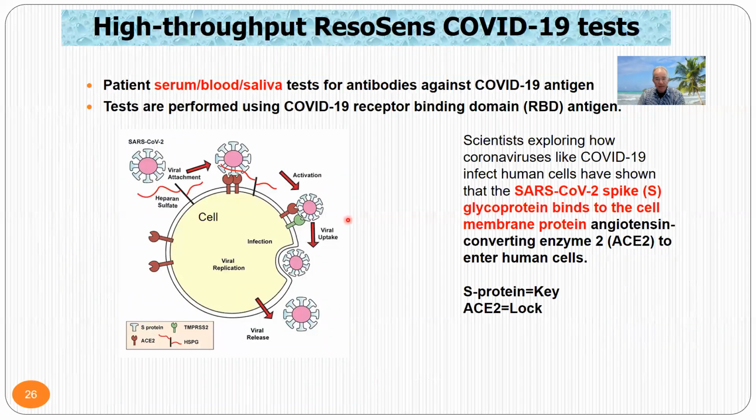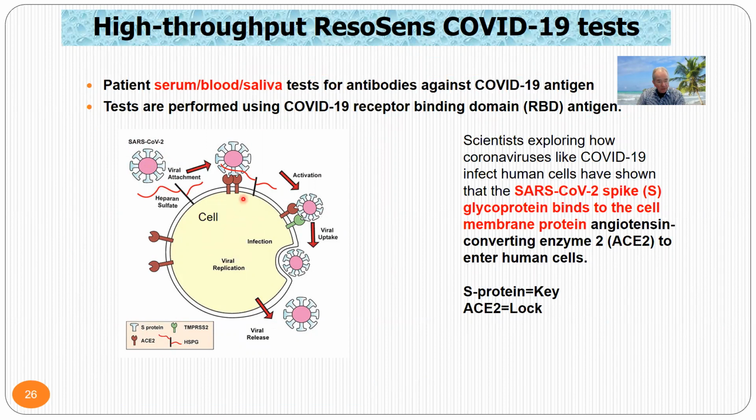So here shows an example of COVID. We can use serum, raw blood, or saliva to test for antibodies against the COVID-19 antigen. And this is very famous nowadays. It's on the news every day. Here's the cell. Here's the COVID virus, and it has S protein spikes. The spike protein is shown here, labeled down there.